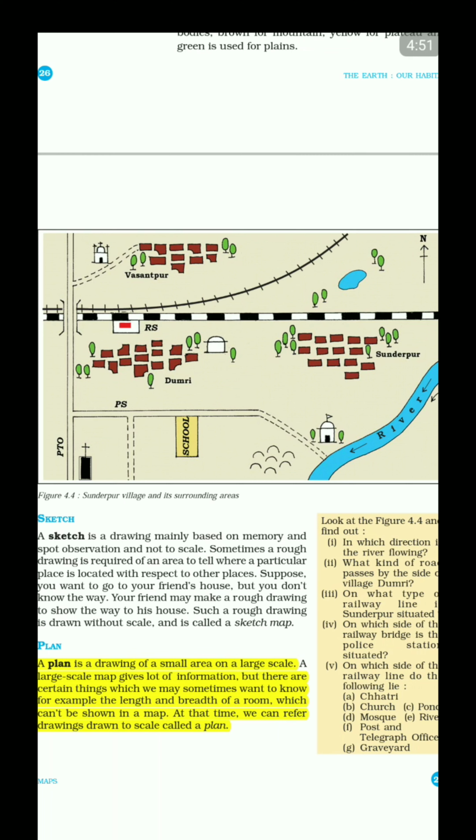You can't find that here, and hence again I'll say a plan is a drawing of a small area on a large scale. A large scale map gives lots of information, but there are certain things which we may sometimes want to know, for example, the length and breadth of the room, which can't be shown on a map. At that time we can refer to a drawing drawn to scale called a plan.